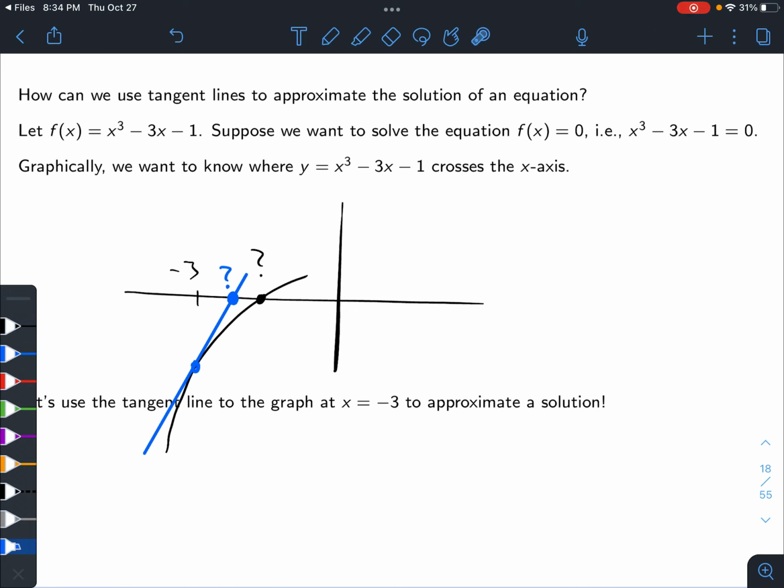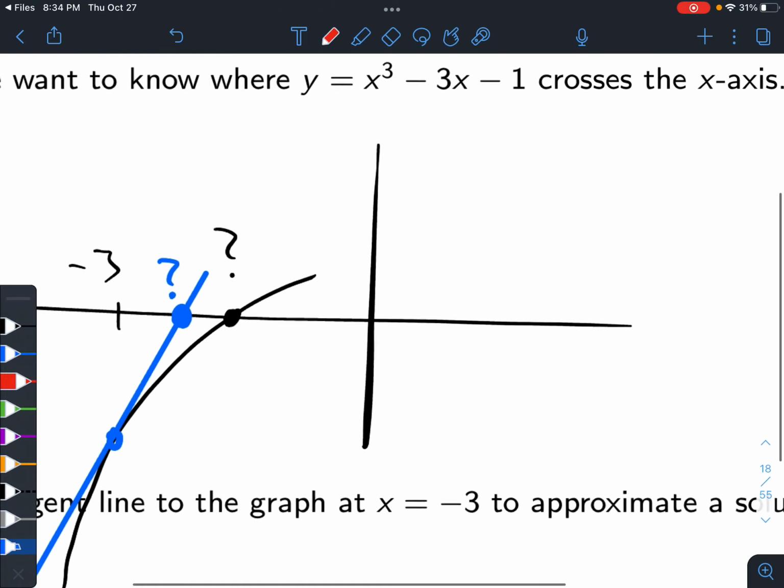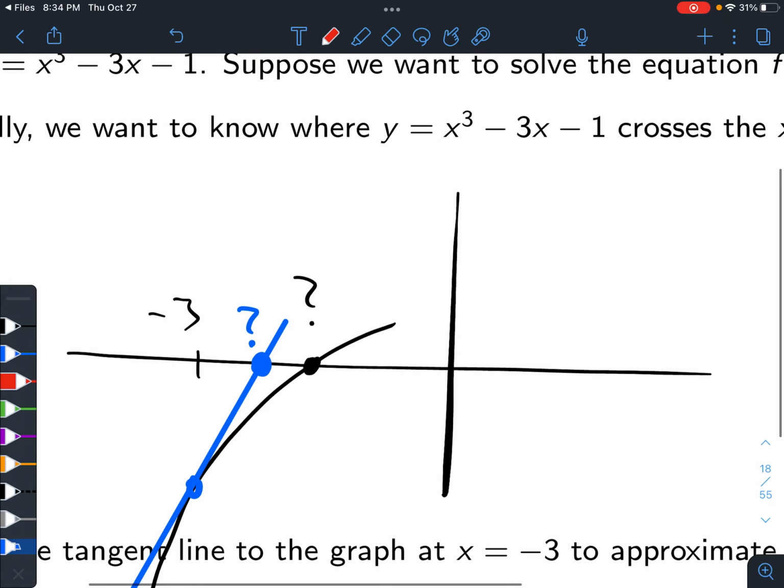And as you can kind of tell, depending on what our guess is and what our actual solution is, this first approximation might not be very good. And so what you can do to deal with that would be to take this a step further. So think of -3 as our first guess for the solution.